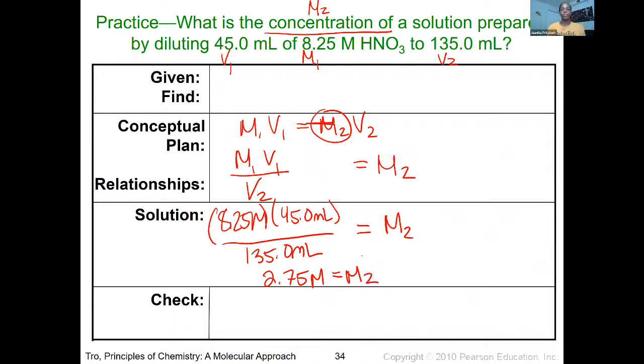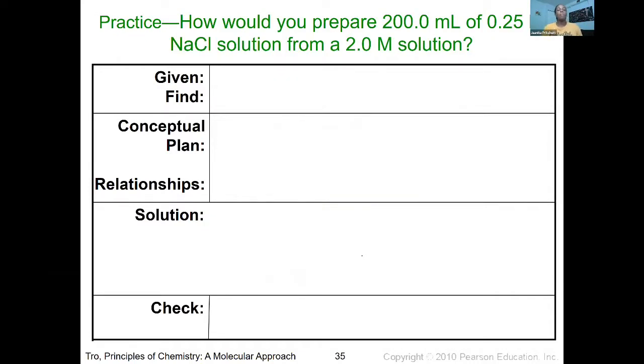All right, this last problem says, how would you prepare 200 milliliters of 0.25 molar NaCl solution from a 2.0 molar solution? If we look at this, 200 milliliters represents our V2, and the 0.25 molar represents your M2. The 2.0 molar solution is the original, so that's M1. What we're solving for is V1.